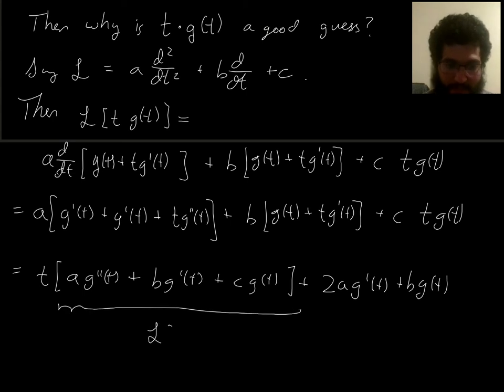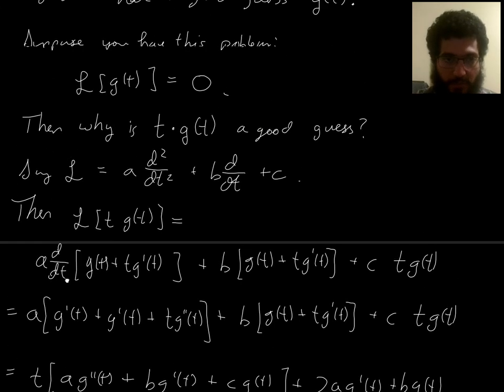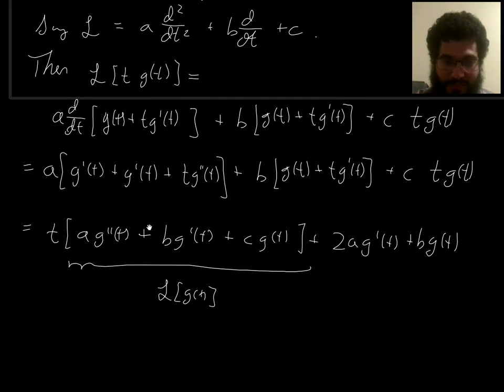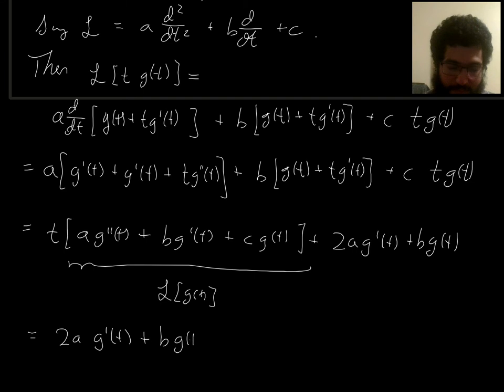And that's it. And look at this. This is L applied to g of t, right? And we're assuming that we're in a situation where we ran into this problem, that L of g is 0. So this is actually 0. So look what we got. 2a g prime of t plus b g of t.